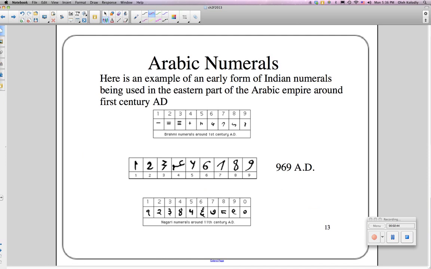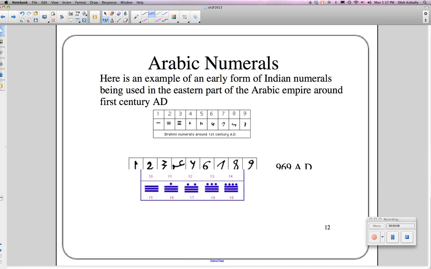But in our Arabic number system, we have 10 different symbols, but these have evolved over time. So these little diagrams will show you what these symbols looked like in the past, beginning with the 1st century AD, going to 969 AD, a little bit closer to what we're used to, and finally in the 11th century AD.